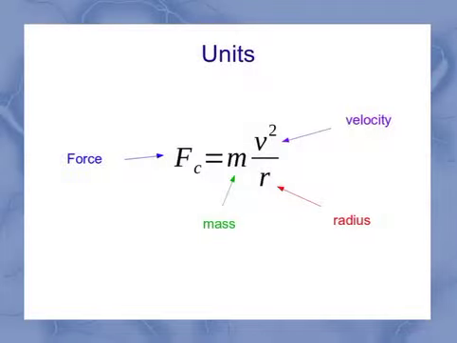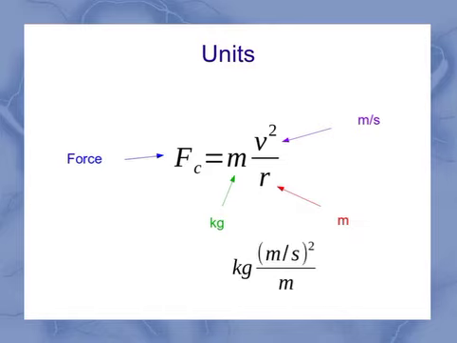Now I can take a look at the units for these quantities. Mass has a standard unit of kilograms, radius has a standard unit of meters, and velocity has a standard unit of meters per second. Putting this all together and remembering that my velocity is squared, I've got kilograms times meters per second squared, over a meter.